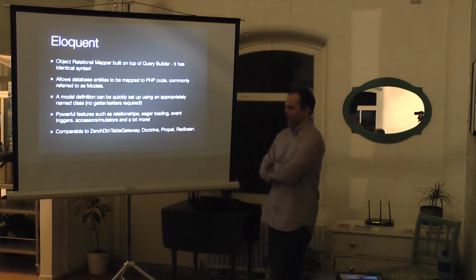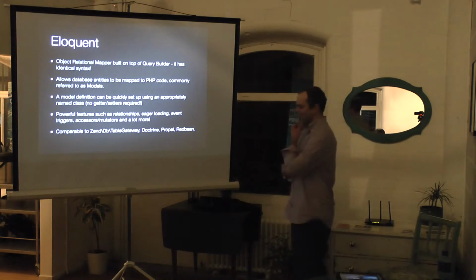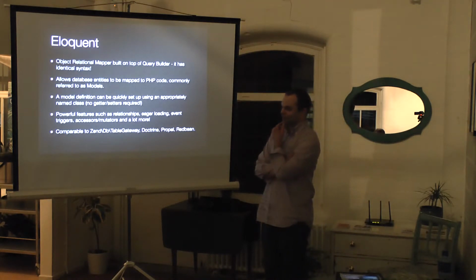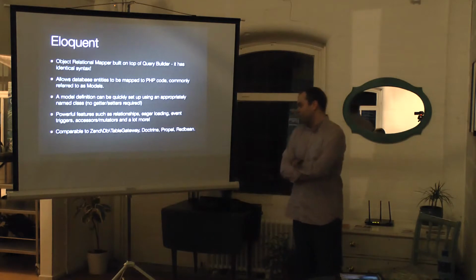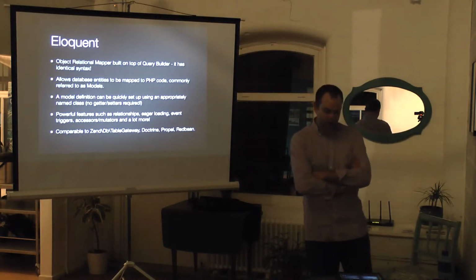If you've used something like CodeIgniter before, setting up models is a pain. You have to specify tons and tons of get methods and set methods for all the various properties. Eloquent has powerful features such as relationships and eager loading, so it will only load in joined records and things like that when it needs to. Event triggers, you can trigger an event when something is fetched using Eloquent. Accessors, mutators, and a lot more. It's comparable to Zend DB Table Gateway, if you've ever used that. It's comparable to Doctrine, if you've ever used Doctrine or Symfony. Propel as well, and Redbean, which is an ORM.